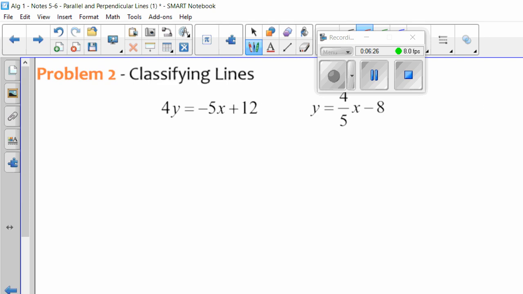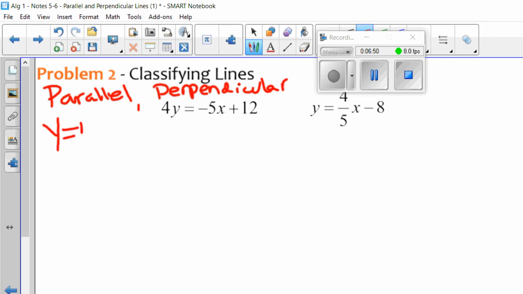All right, we got to see if these two lines are parallel, perpendicular, or neither. That's what classifying is. So you're looking to see if they're parallel, which means do they have the same slope? Are they perpendicular? Will they have opposite reciprocals, or will it be neither? So to do that, you need to make sure that both equations that you have are in this form. Y equals mx plus b.